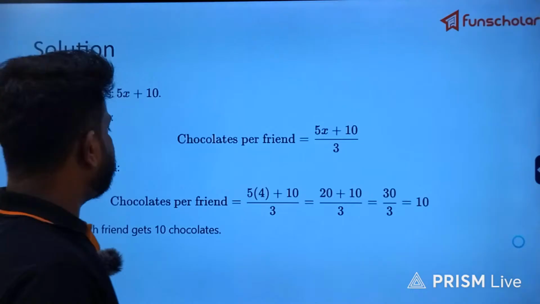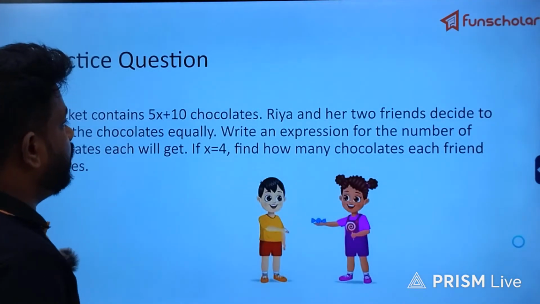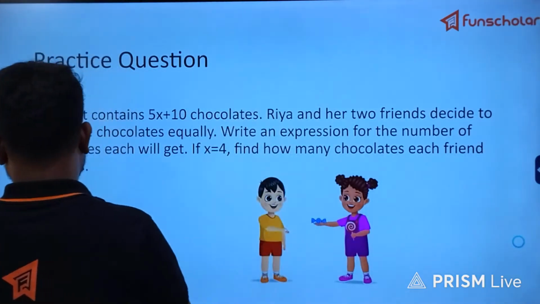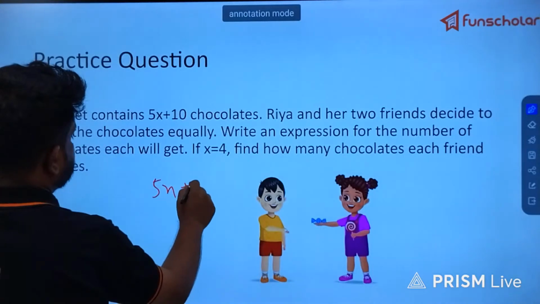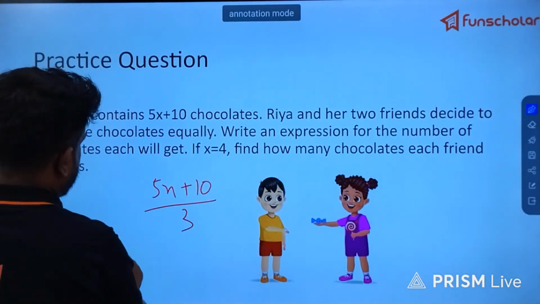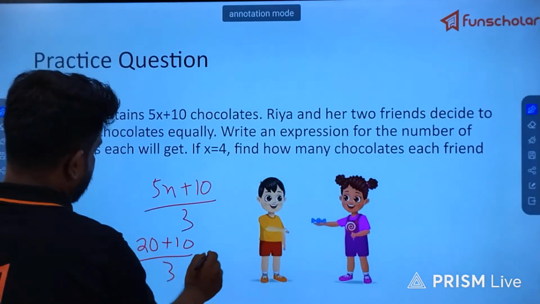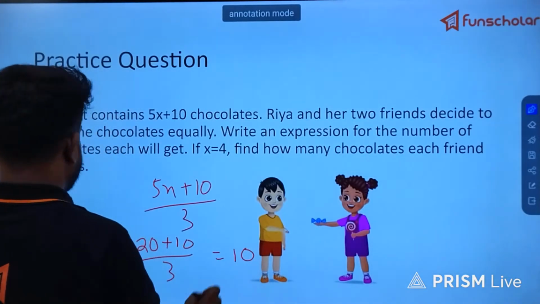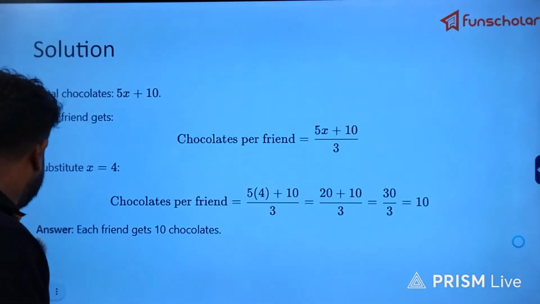5x plus 10, 5 4s are 20 plus, oh sorry, it has Ria and her two friends. So it will be 5x plus 10 by 3. So the final answer will be 20 plus 10 by 3, and the answer will be 10. They have also done it like this.